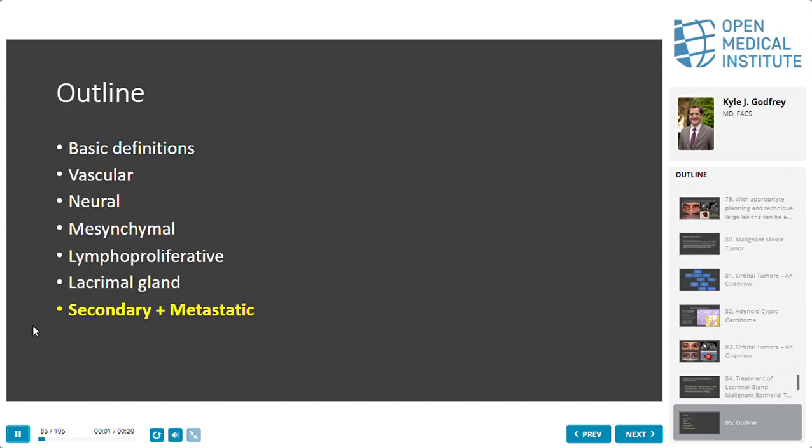So that's kind of a big run through of our big tumors. And then I'll talk a little bit about some secondary and metastatic tumors, which are going to come into the orbit from other places, but that was a run through of most of the common primary orbital tumors you'll see within the eye socket. Any questions there before moving on to this last section?